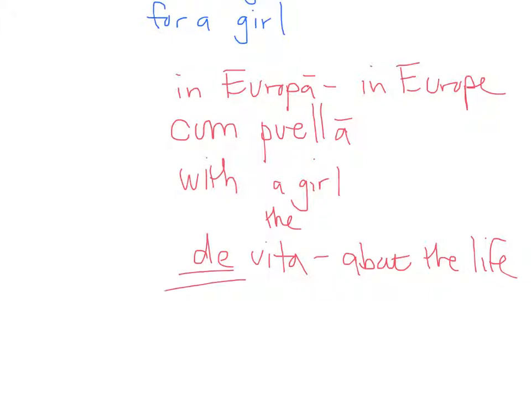Prepositions indicate location in time or space. With the girl, about the life, in Europe. The list of prepositions you'll eventually have to memorize is short. It's only about 10, but the book is only pointing out to you now that the ablative case is used most often as the object of a list of about 10 prepositions.